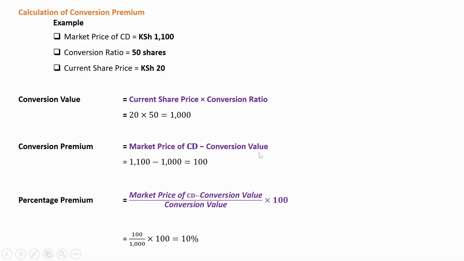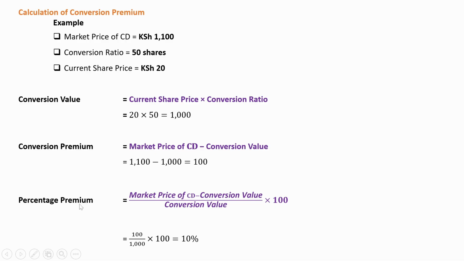Conversion value is what we have just calculated, that is 1000. So 1100 minus 1000 will give us 100. So 100 is the conversion premium, and this is an absolute value in shillings. Next, we want to convert the premium into a percentage.